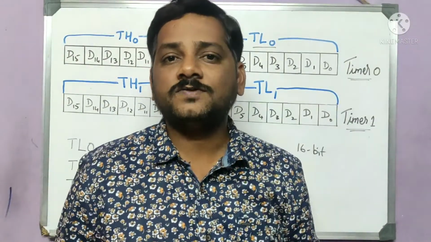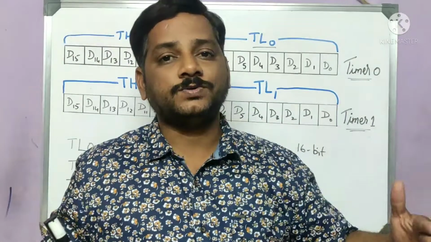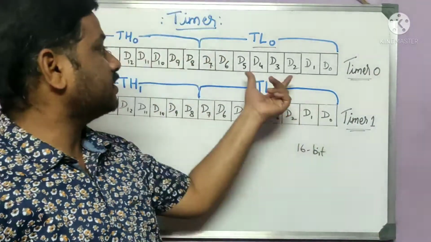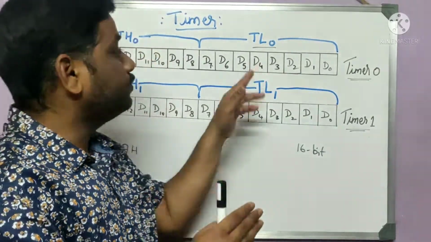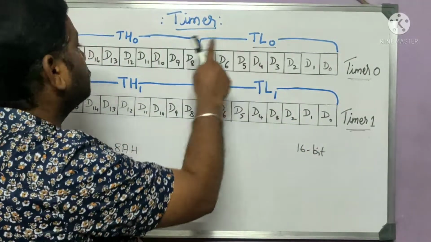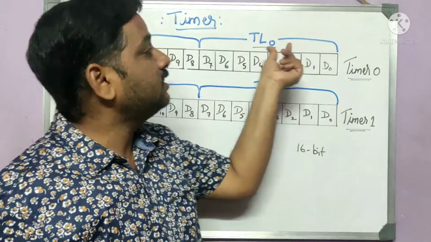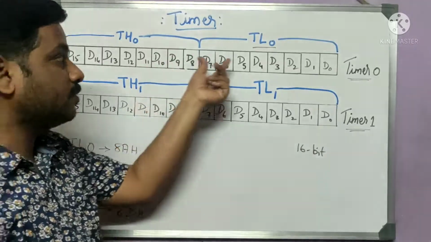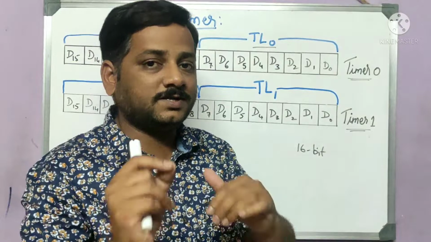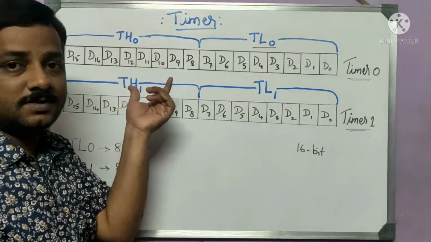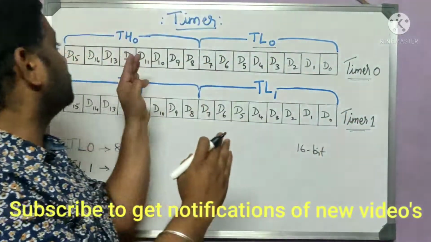So what the microcontroller does is, it may be a 16-bit timer register, but it splits it into two 8-bit registers. Like you can see here, if I consider timer 0, it will be split into two 8-bit registers and we name them TL0 and TH0. That means timer 0 lower byte and timer 0 higher byte. So timer 0 is split into timer 0 lower byte and timer 0 higher byte.